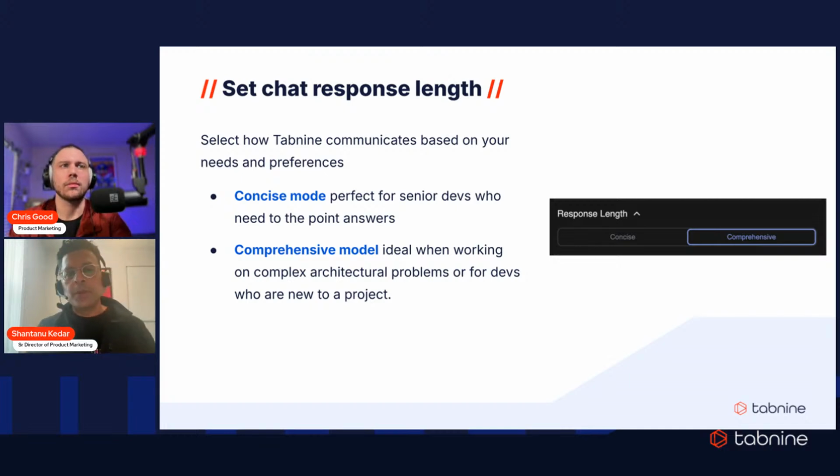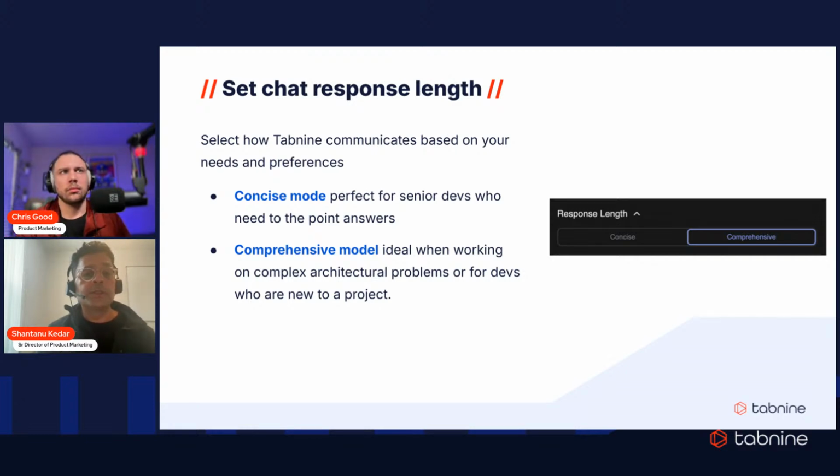The other new capability that we have is the ability to set the response length in AI chat. We understand that different scenarios call for different levels of detail. So this new feature, which is our customization for response length, enables you to fine-tune how Tabnine communicates based on your specific needs and preferences. We have two different modes: the concise mode and the comprehensive mode.